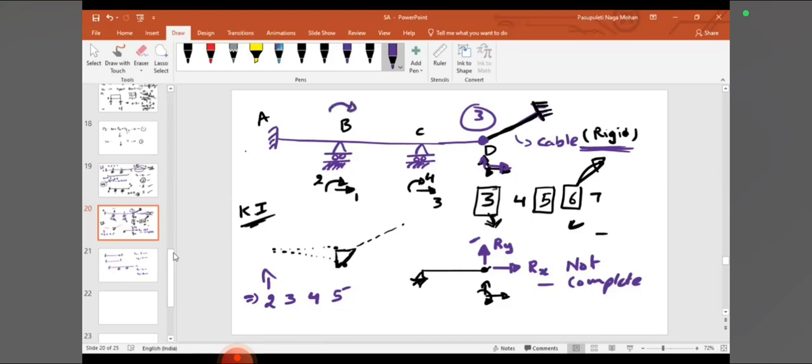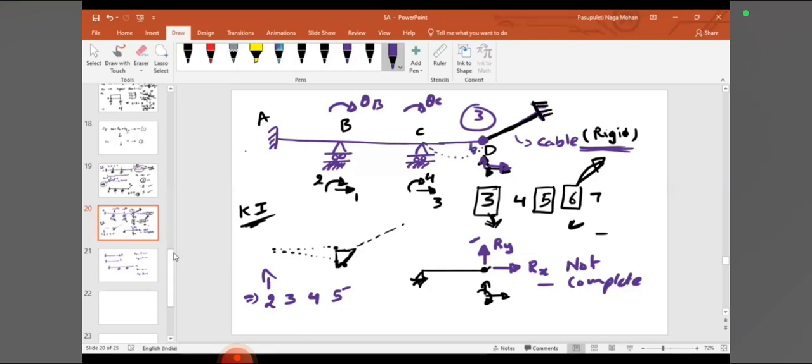What are they? That is theta, rotation, theta B, theta C. But what I am telling you is that at D, there won't be any displacements. But what about rotation? At the same time, this can rotate like this. Even in this case, the displacement is 0, but there is a rotation.